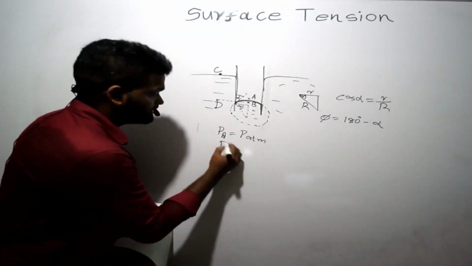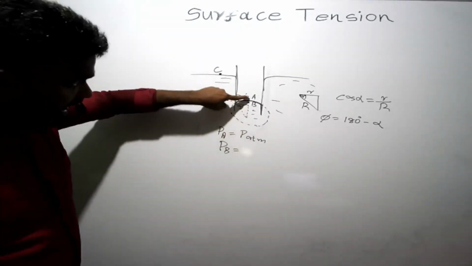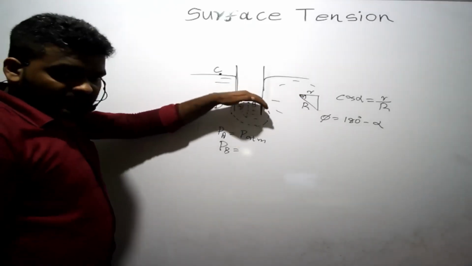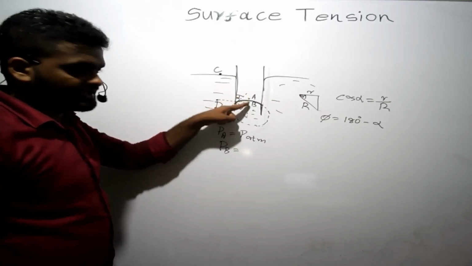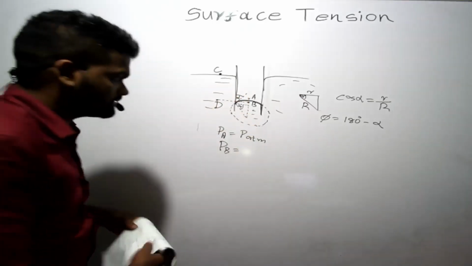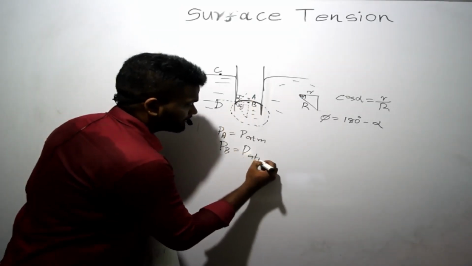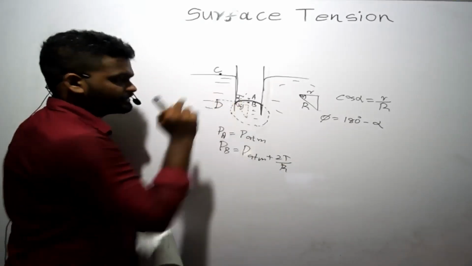Then point B. So what is the pressure at point B? It is slightly below the meniscus. So it is curved to this side. So the pressure at B should be higher than A. By how much? 2T divided by capital R. So here pressure is PATM plus 2T divided by capital R. That's the pressure at B.